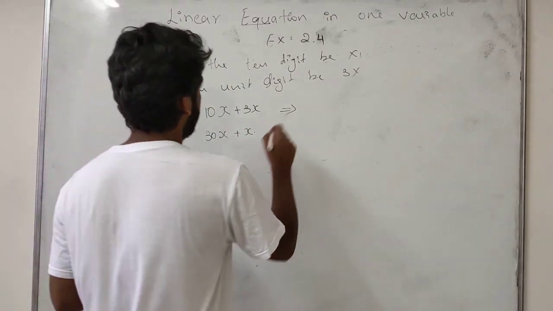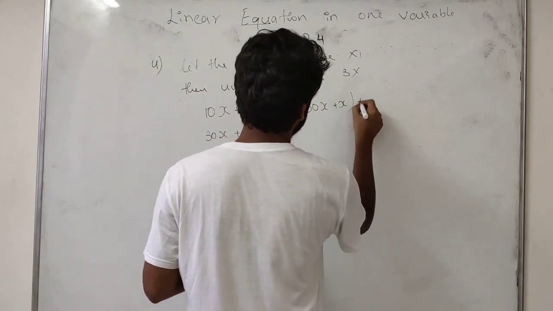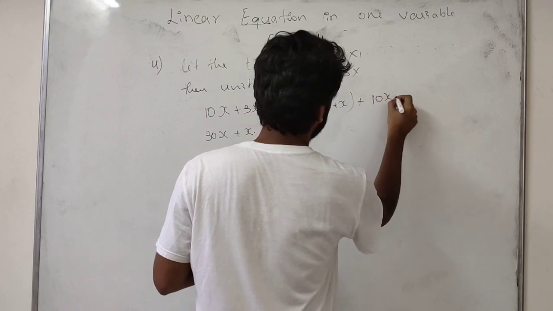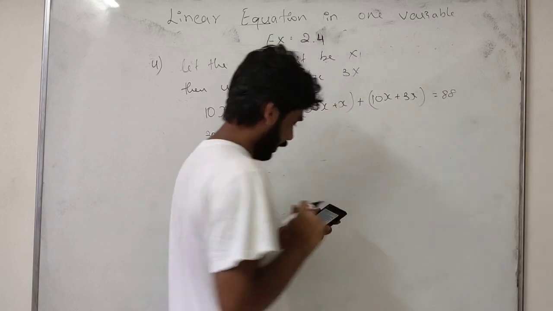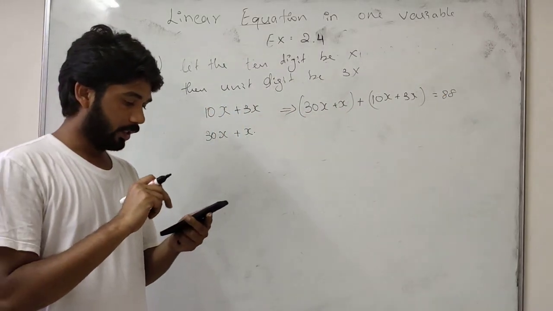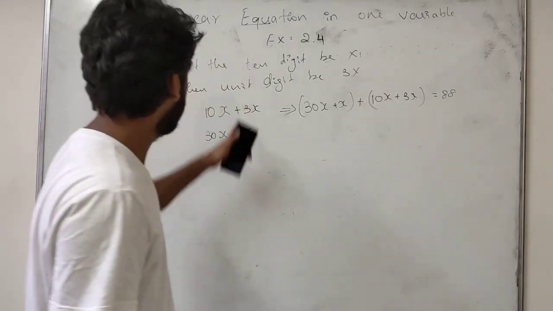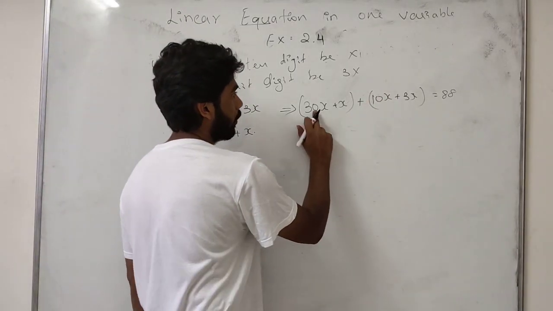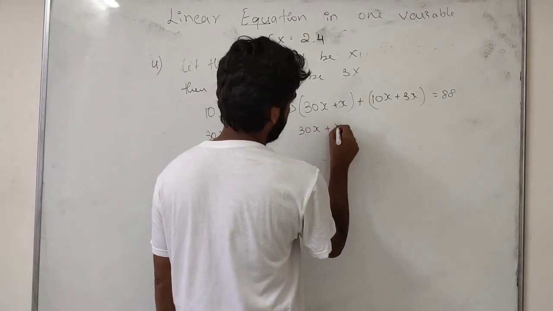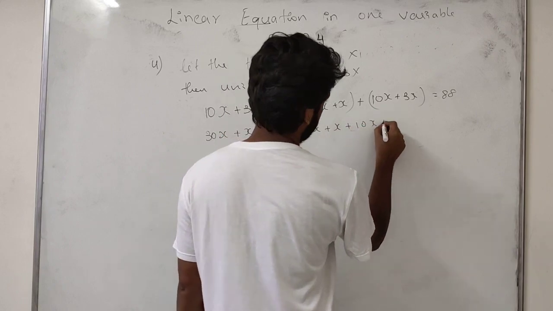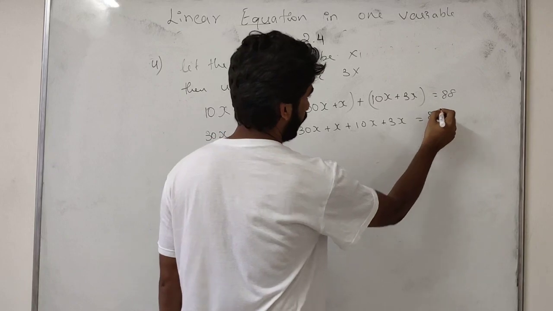So what is the original number? We get 30x plus x plus 10x plus 3x is equal to 88. So students, now we can solve further. This is the required question, we have to find it out. So now we can add it: 30x plus x plus 10x plus 3x is equal to 88.